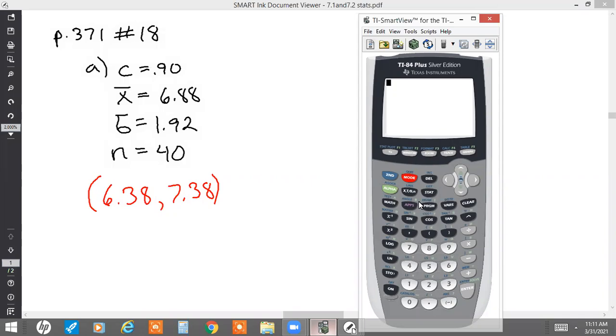We go to stat, test, option number 7. We want stats, and then under sigma, it's 1.92. X bar 6.88. Sample size is 40. Confidence level is 0.9. We calculate, and we get this answer you see in red over here, 6.38 up to 7.38. $6.38 up to $7.38 is our confidence interval.